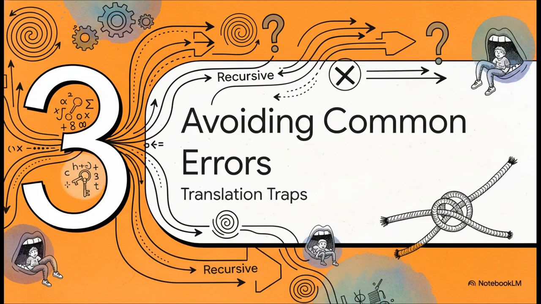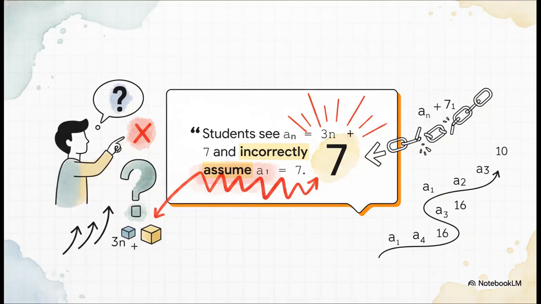So now that we know that hidden start trick, we can talk about avoiding some really common mistakes. This is the key to dodging the biggest translation traps that so many people fall into. Let's make sure you're not one of them. This right here is probably the single most common mistake people make. They look at an a sub n equals 3n plus 7 and think, well, the number by itself has to be the start. So they confidently write down a sub 1 equals 7.